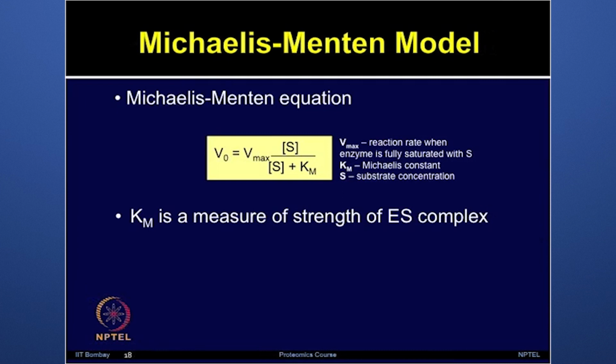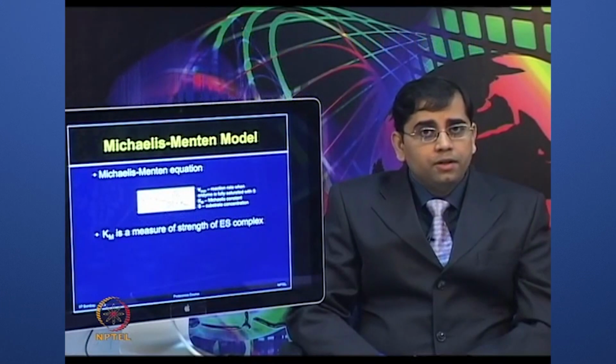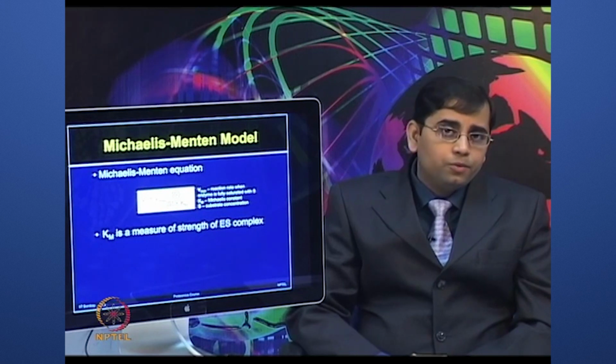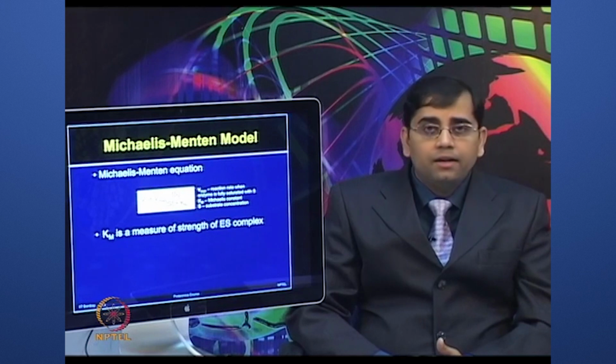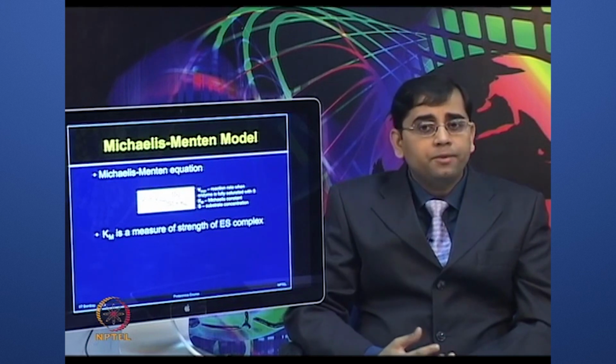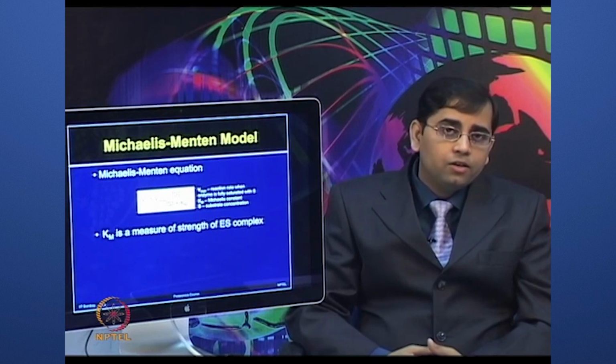Now, let us take another scenario where substrate concentration is greater than Km. Now, what will be the equation? V0 equals Vmax. So, rate is maximal and it is independent of substrate concentration. In this case, the reaction is of zero order.